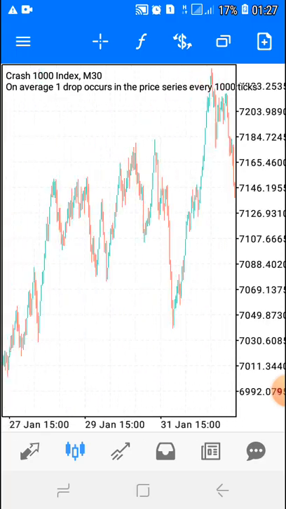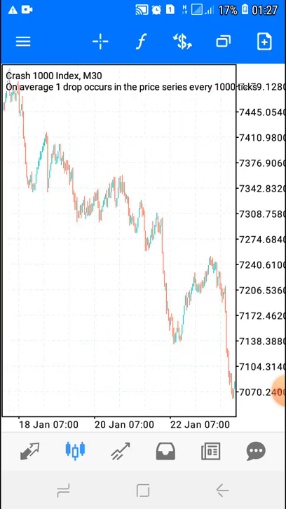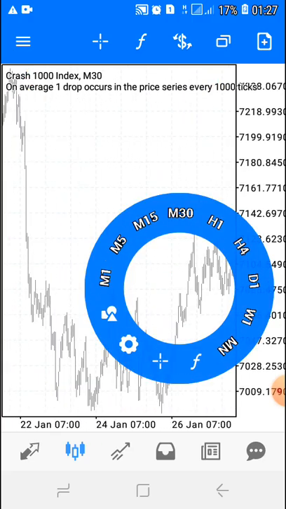Okay, so as you can see over here, the market is moving in an uptrend, right? And in the downtrend over here. So what we're going to do is scale down to the 15-minute time frame, right?